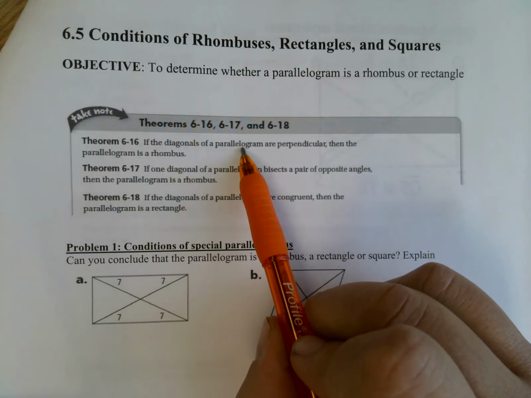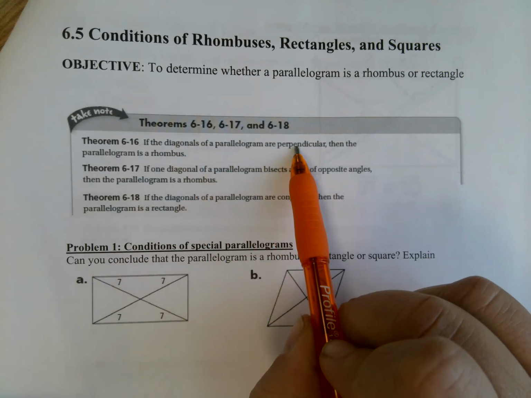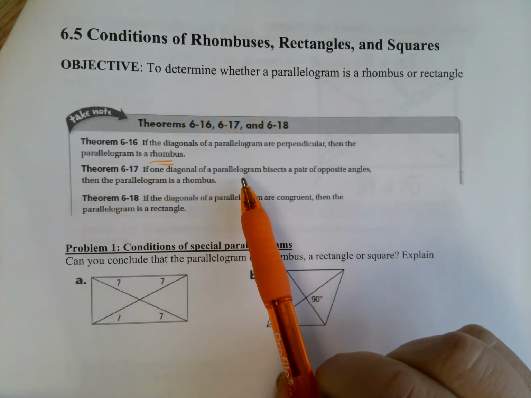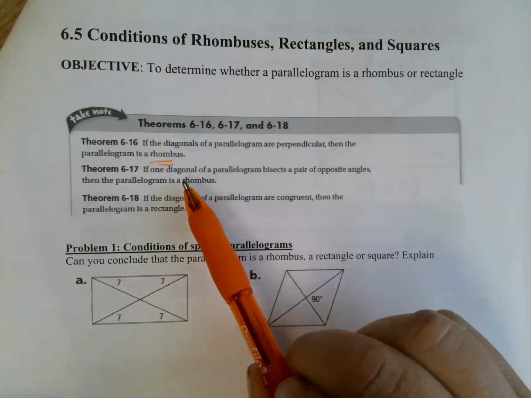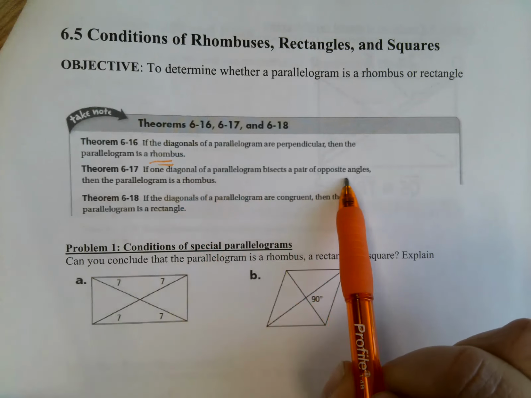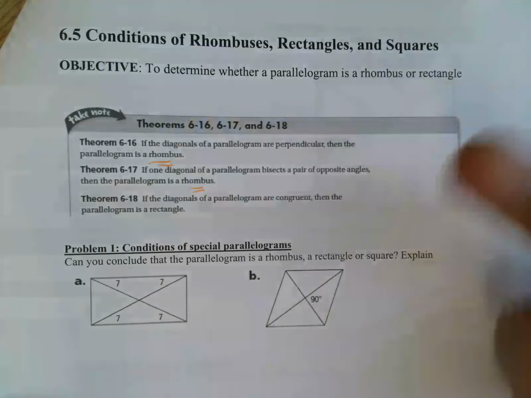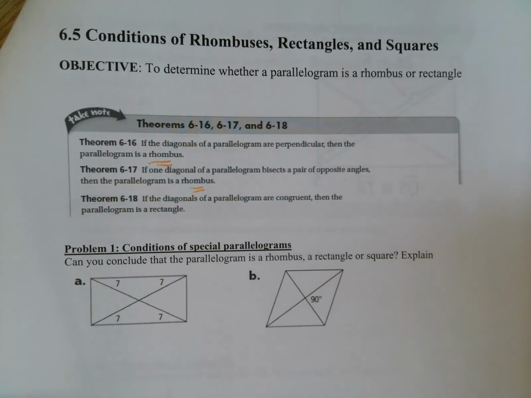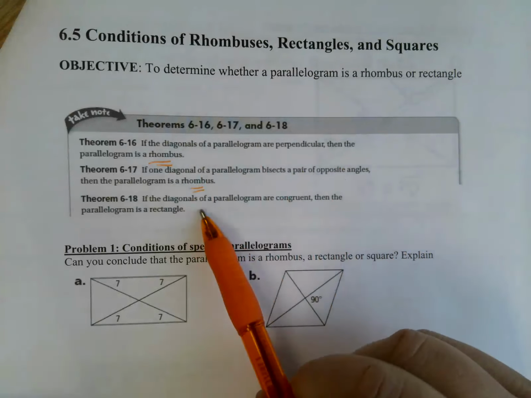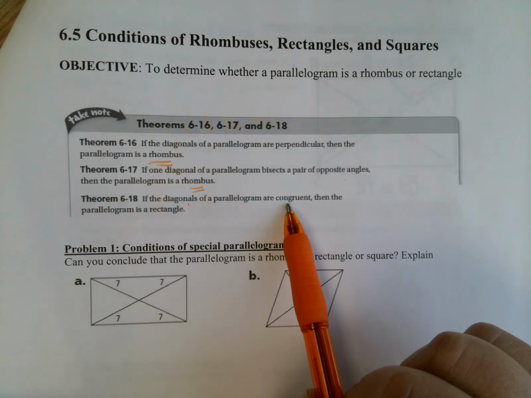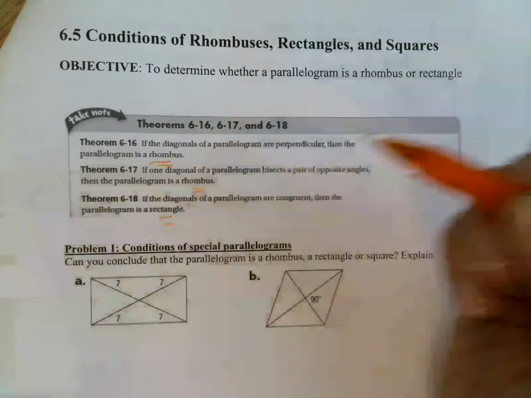If we know something's a parallelogram and the diagonals are perpendicular, yes, that will be a rhombus. If we know something is a parallelogram and one diagonal bisects a pair of opposite angles, you only need one, then we know it's a rhombus. So really reversing those two properties. And then we had one property for a rectangle. If we know a parallelogram has diagonals that are congruent, then we know it's a rectangle.